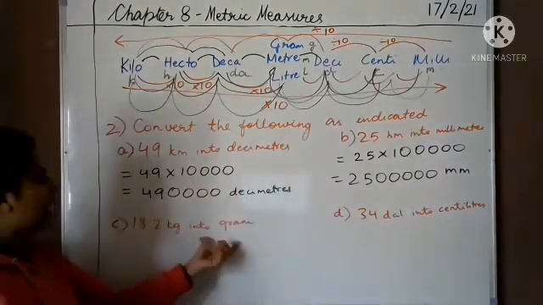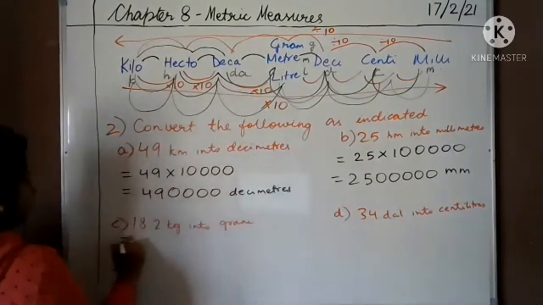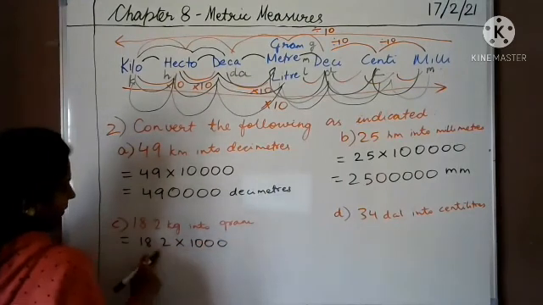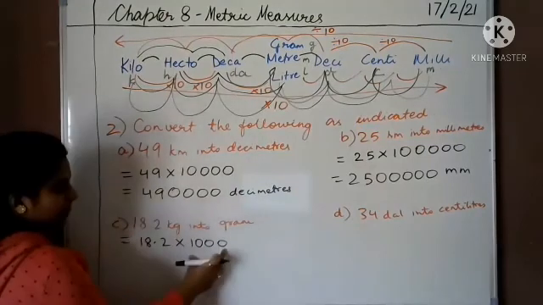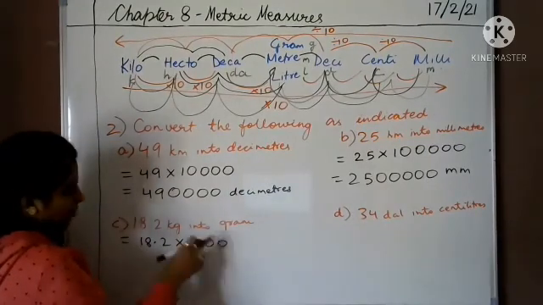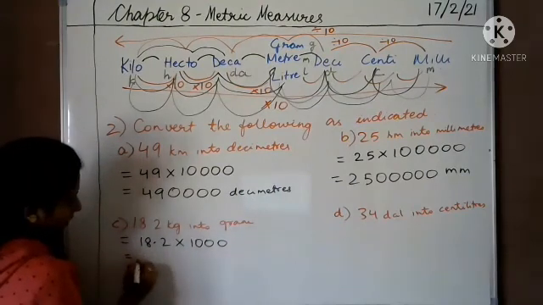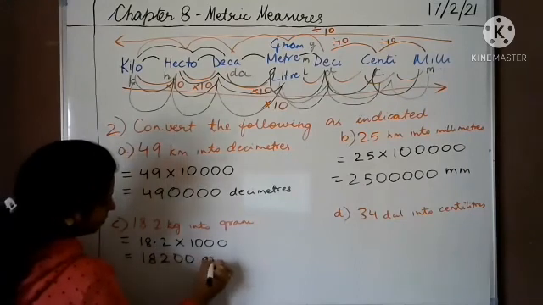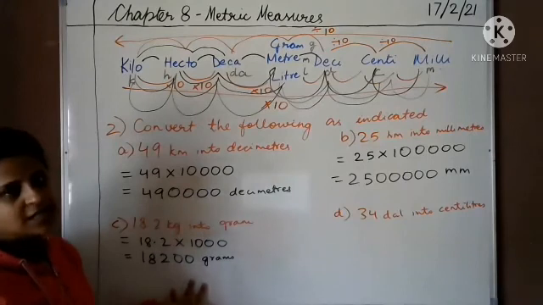Fine. Now next one, 18.2 kg into grams. We already know 1 kg is equal to 1000 gram. So 18.2 kg means we have to multiply by 1000. Here the decimal place is 1 and 3 zeros are already there. Whenever we multiply with multiples of 10, what happens? The decimal shifts this way, right. So now what will be the answer? 18200 grams will be the answer for C.